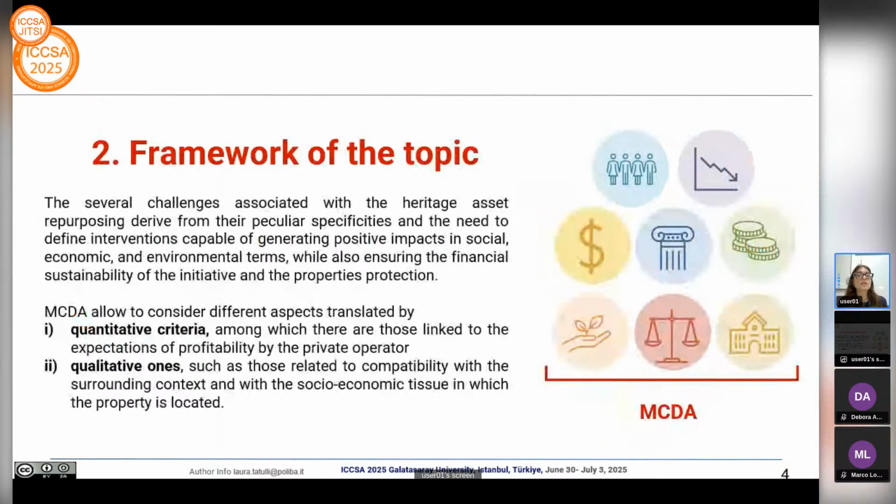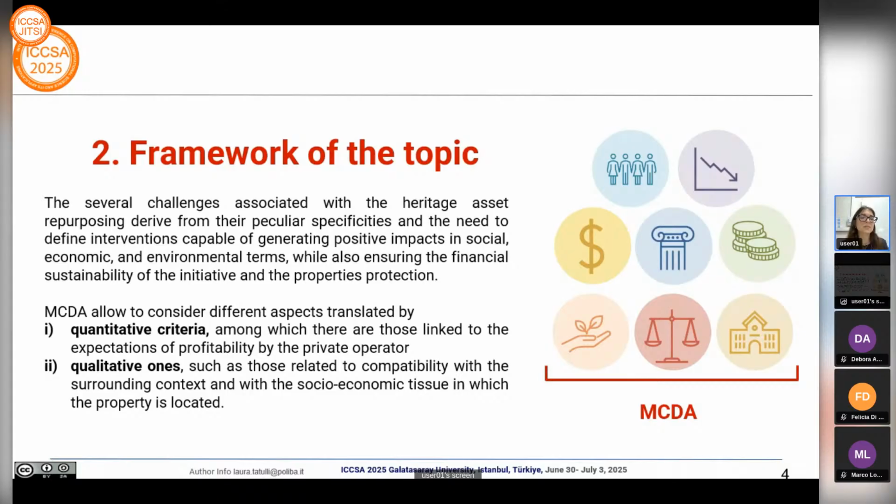So, the several challenges that are surely associated with the management of heritage assets and repurposing projects come primarily from their peculiar specificities and the need to define and identify interventions and projects that are able to generate positive impacts in social, economic, and environmental terms. They also have to ensure financial sustainability in order to even guarantee the protection of these kinds of assets.